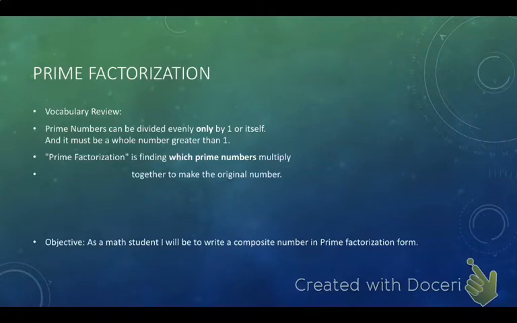Here we go. Prime factorization, vocabulary review. Prime numbers can be divided evenly only by 1 or itself, and it must be a whole number greater than 1. Now, prime factorization is like a factor tree. It is finding which prime numbers multiply together to make the original number that we start with.